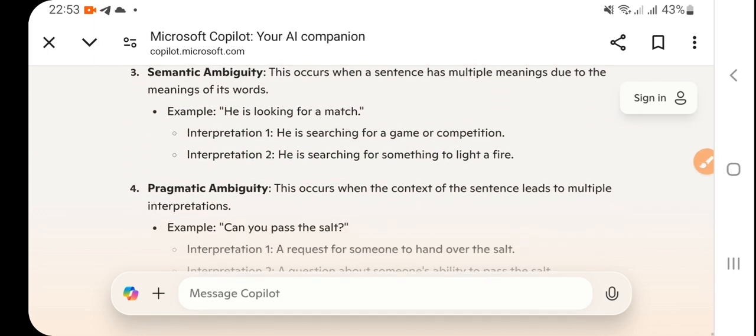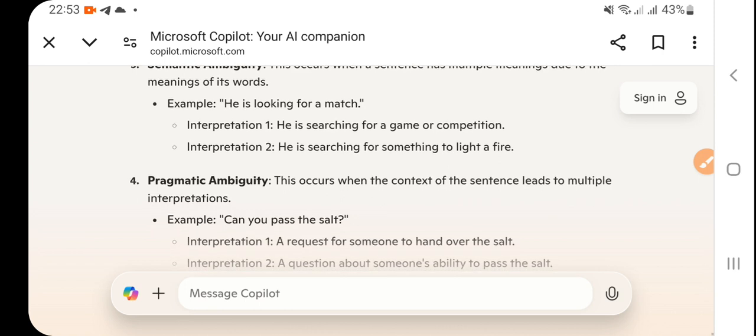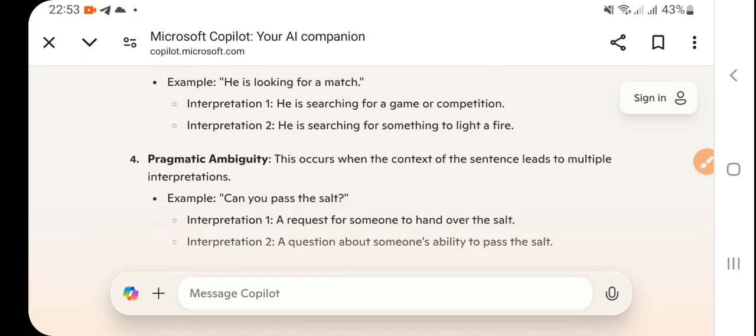For example, he is looking for a match, right? That means he is searching for a game or competition, right? Or he is searching for something to light, a matchbox, a match to light the fire, right?